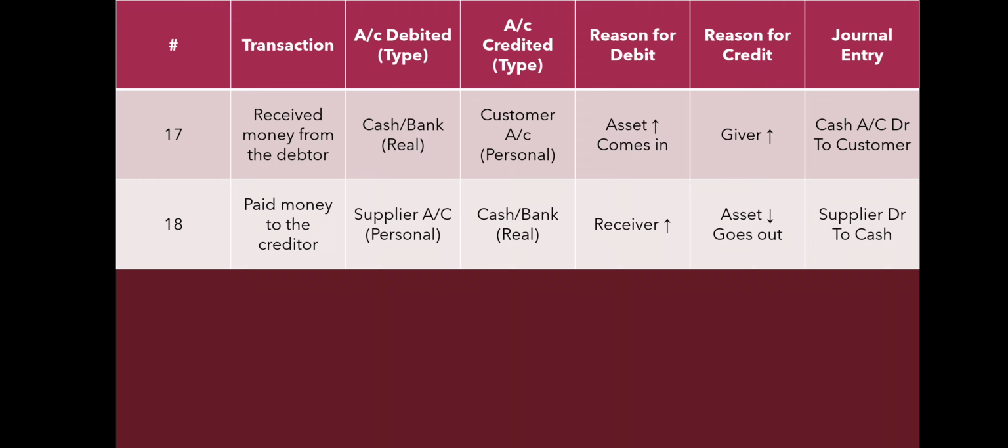And the last entry will be paid money to the creditor. So supplier account will be debited. Why? Because I am paying the money. The supplier is receiving the money, so his account will be debited. So supplier account is a personal account, debit the receiver. And what is going out of the business? Cash is going out of the business, so it will be credited. So my journal entry will be supplier account debit to cash account.